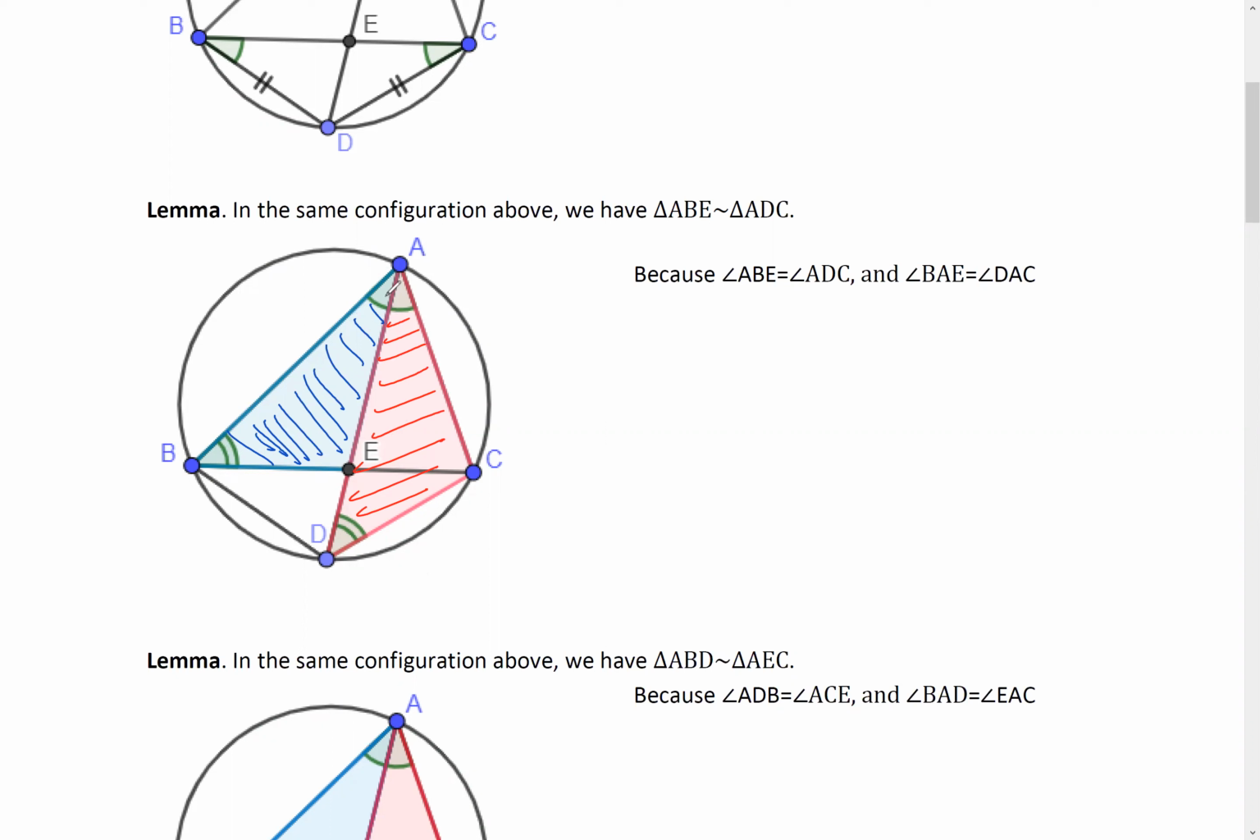I see this one equals this, because that's the angle bisector. And also this angle here equals this one, because they're both inscribed angles of arc AC. So we have triangle ABE similar to triangle ADC.